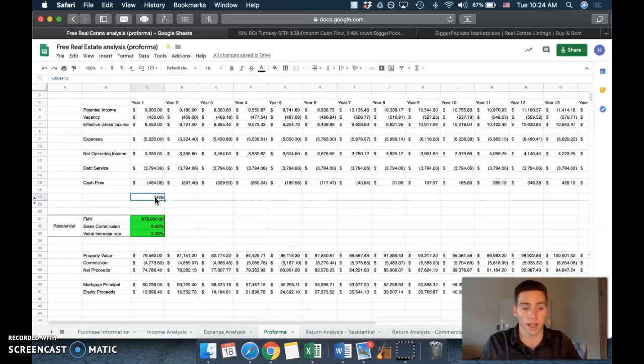So what this tells me is they're lying, and I don't want to buy this property, and I need to get really good at underwriting properties so that I can spot opportunities and also spot what I should not invest in.